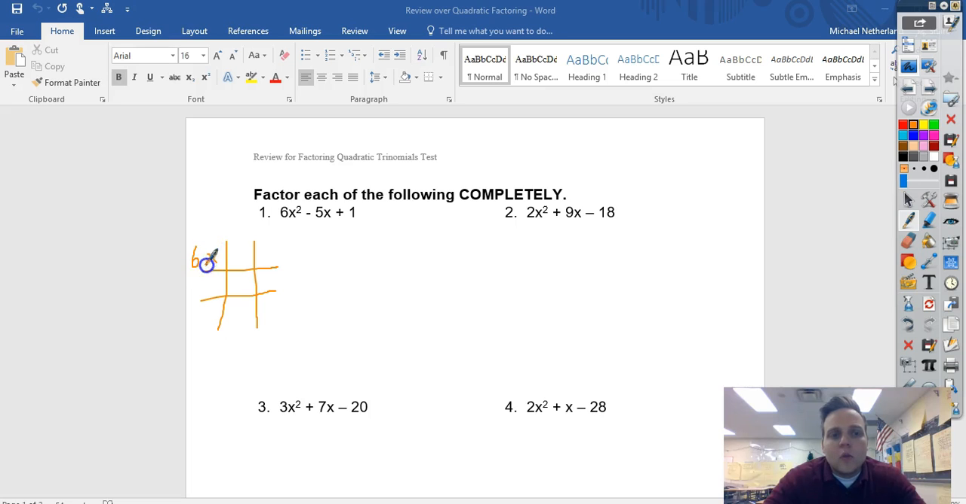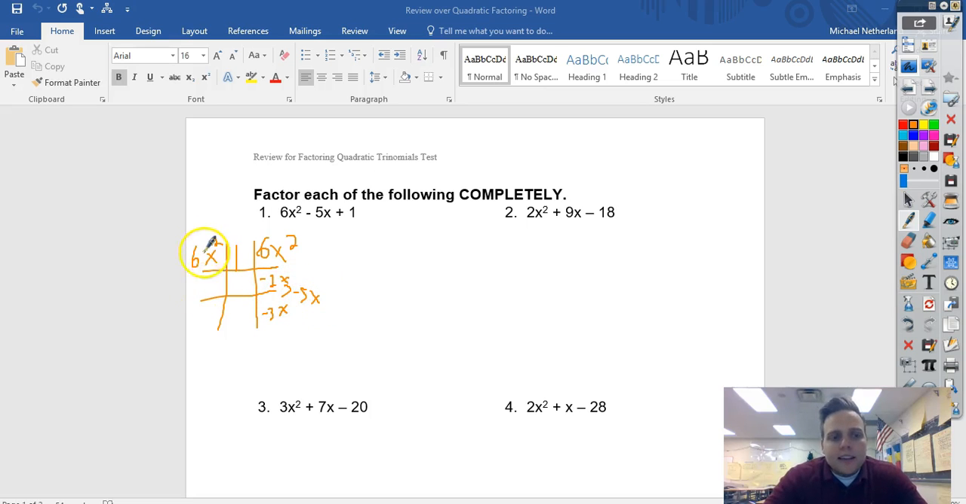So I say 6x squared, then I say 1. I multiply these two, and I get 6x squared. I need two numbers that multiply to 6x squared but also add to the linear term, which is negative 5x. This is the hardest part for most people. You got to think about numbers that multiply to 6 but add to negative 5. Negative 2x and negative 3x. Negative times negative is a positive. 3 times 2 is 6. X times x is x squared. Negative 2x plus negative 3x is negative 5x.